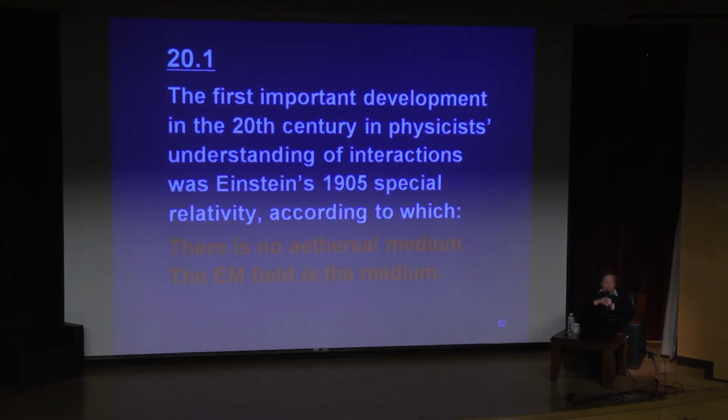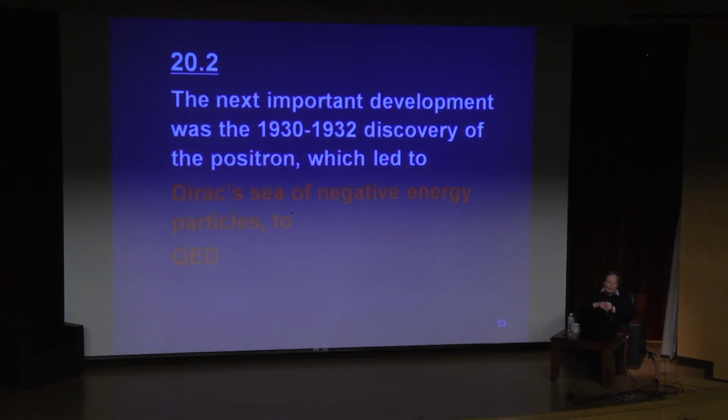The first important development in the 20th century in physicists' understanding of interactions was Einstein's 1905 special relativity, according to which there is no ethereal medium at all. The electromagnetic field itself is the medium. The next important development was the 1930 to 1932 discovery of the positron, which led to Dirac's sea of negative energy particles, in other words, to QED.